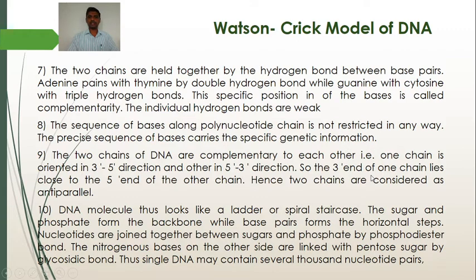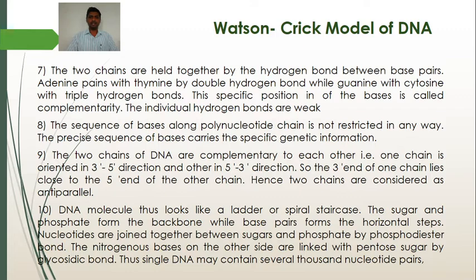The two chains of the DNA are complementary to each other. That is, one chain is oriented in the 3' to 5' direction, more precisely 3' OH to 5' phosphate direction, and the other in the 5' to 3' direction. So the 3' end of one chain lies close to the 5' end of the other chain. Hence, the two chains are considered antiparallel. The DNA molecule thus looks like a ladder or spiral staircase. The sugar phosphate forms the backbone, while base pairs form the horizontal steps.